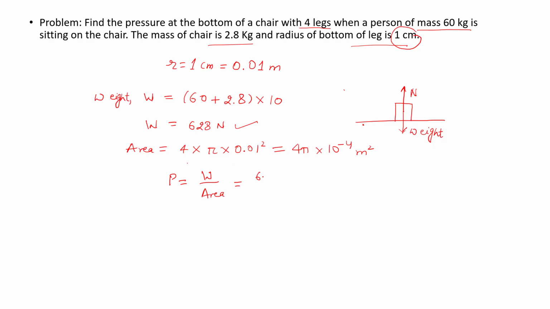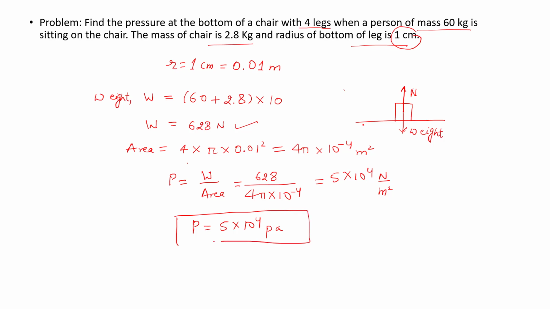Weight, as you know, is 628, divided by area, which is 4 pi into 10 raised to power minus 4. Now let's solve this. After we solve this, we get the answer as 5 into 10 raised to power 4 newton per meter squared, or the pressure is equal to 5 into 10 raised to power 4 pascals. Okay, so this is the pressure at the bottom of the legs.